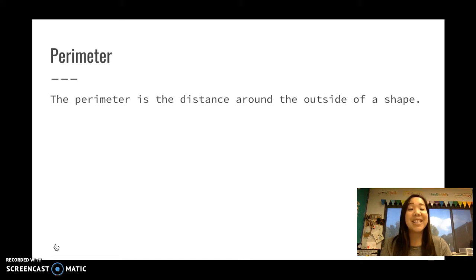Perimeter is defined as the distance around the outside of a shape. And in order for us to find the perimeter, we need to add up all the side lengths, because the sum of all those side lengths will give me the total perimeter.